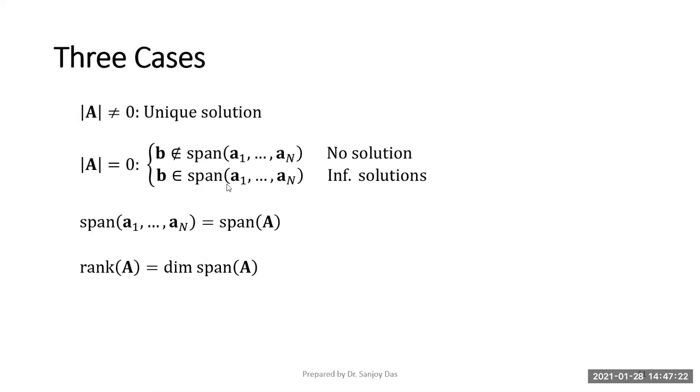Rank of A is the dimensionality of the span of A. In our previous example, when the span of A was 2-dimensional, then the rank of A was 2. And in the other case, when the span was 1D, the rank of A was 1.